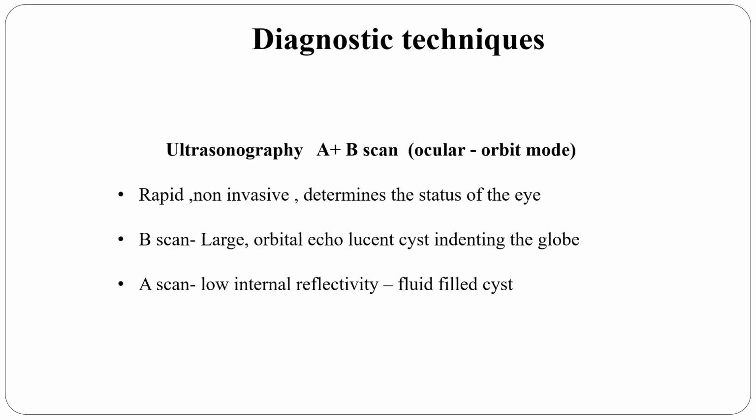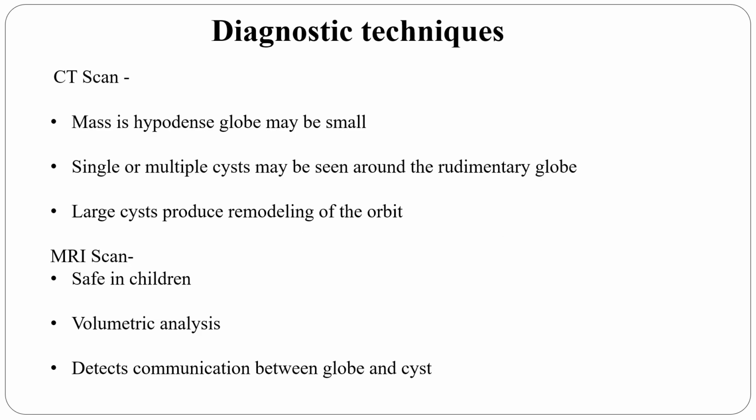Ultrasonography is to be done in these cases. It is rapid, non-invasive and determines the status of the eye. B scan shows a large orbital echolucent cyst indenting the globe. A scan shows low internal reflectivity, as the cyst is filled with fluid. CT scan shows the mass is hypodense. The globe may be small.